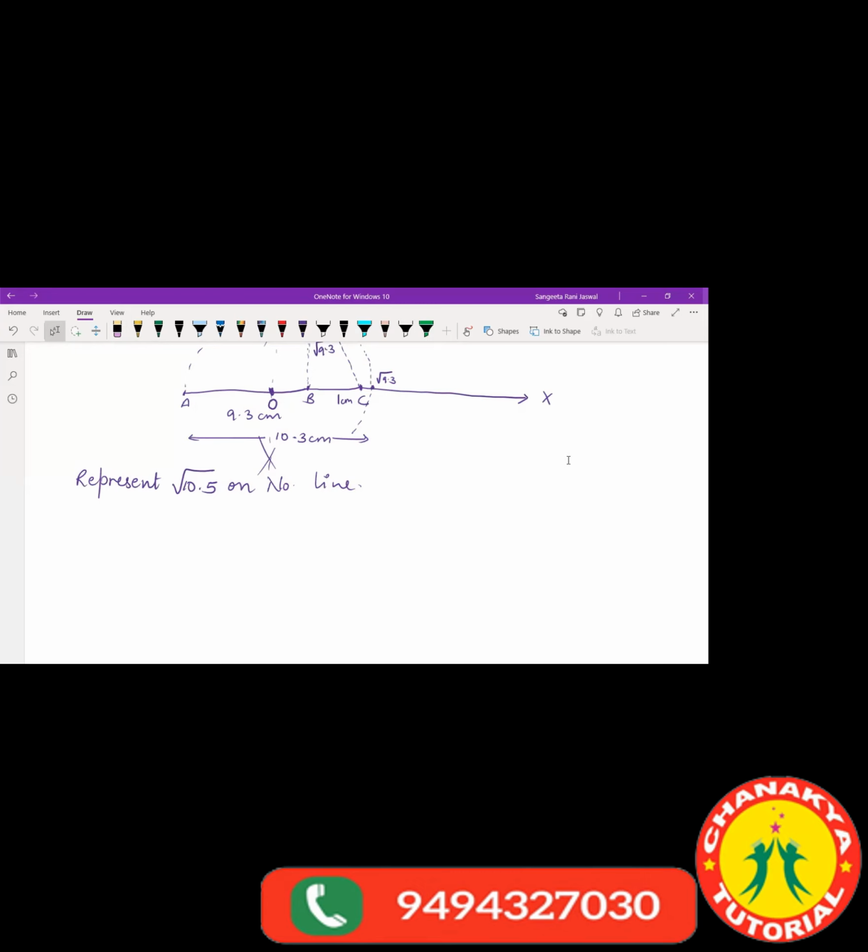So the final answer is when you take that distance on the x-axis, okay? Don't keep it as just a perpendicular distance BD. With BD as the radius and B as the center, make an arc so that it intersects the x-axis. Wherever you get the point on the x-axis, that distance is root over your number, 10.5.